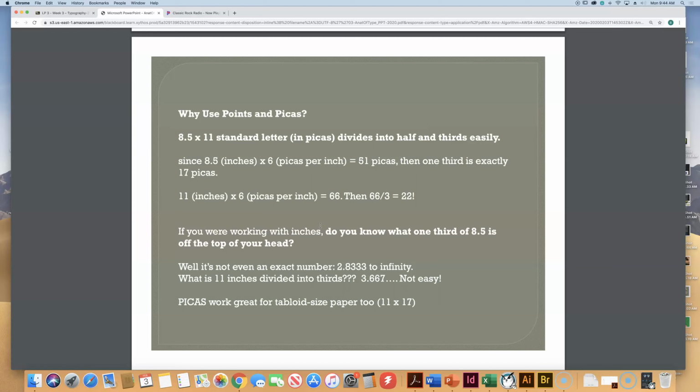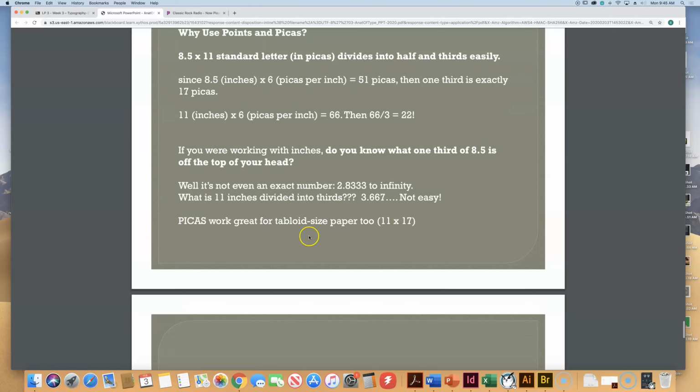How about halves? Oops, I was doing them opposite. No, that is the 1/3 up here. 11 inches. What's 1/3 of 11 inches? That's this dimension, actually. Again, that's a problem. But 11 inches, 6 picas per inch is 66. That's easy. Divided by 3, it's 22. Also, if we cut it in half, it's easy. So, very, very simple when you use picas and points.